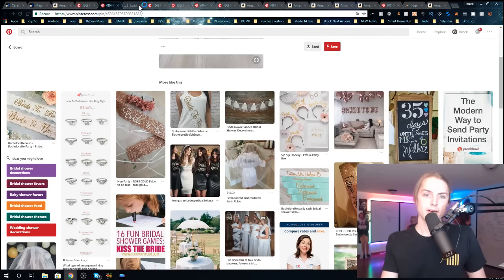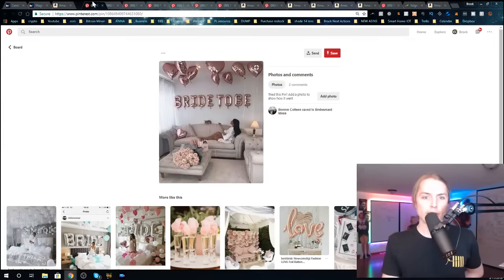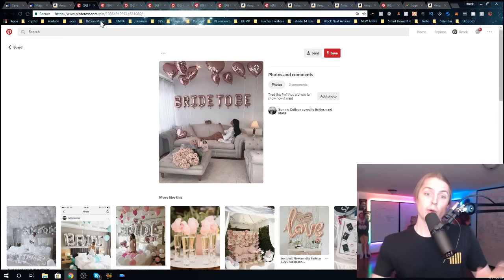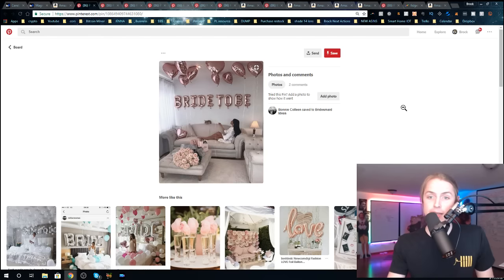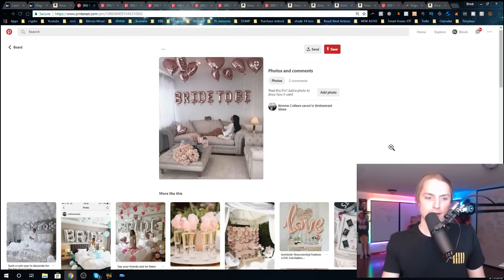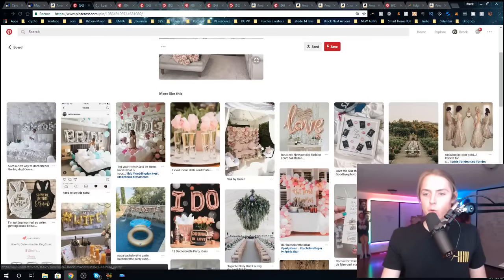Look at that. Okay, I bet there's a way to search by the amount of. What about this? The bride-to-be sash. So maybe I would take a bride-to-be sash. We also have the bride-to-be balloons like this. I don't know, this looks pretty neat in my opinion. What else here? There's got to be a way to.